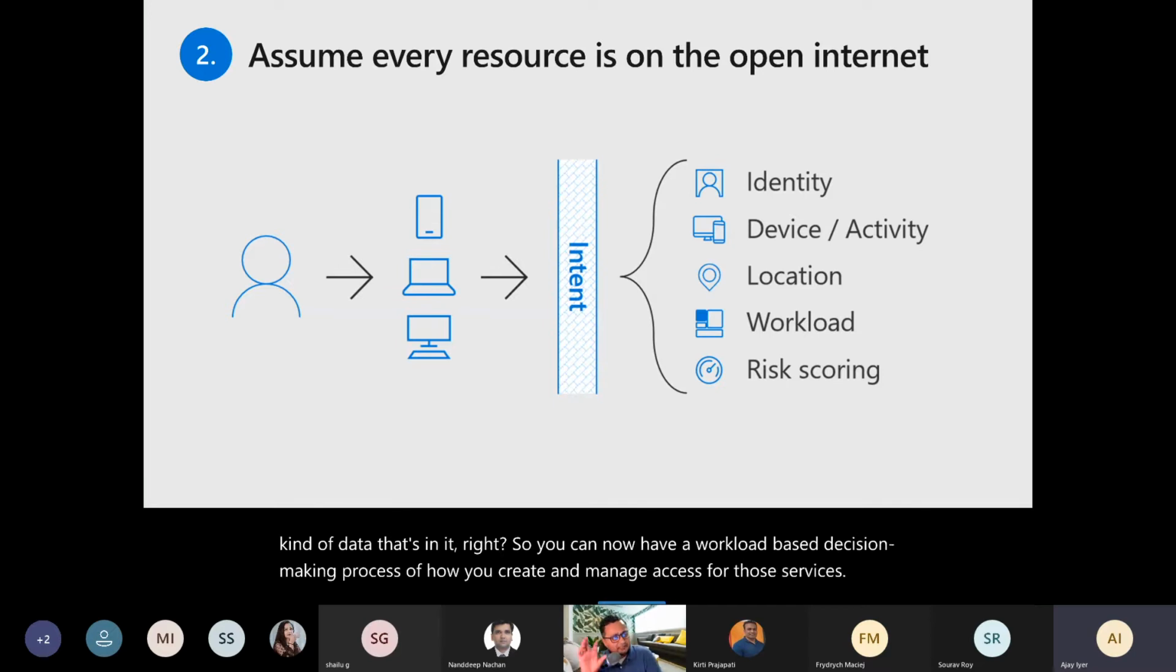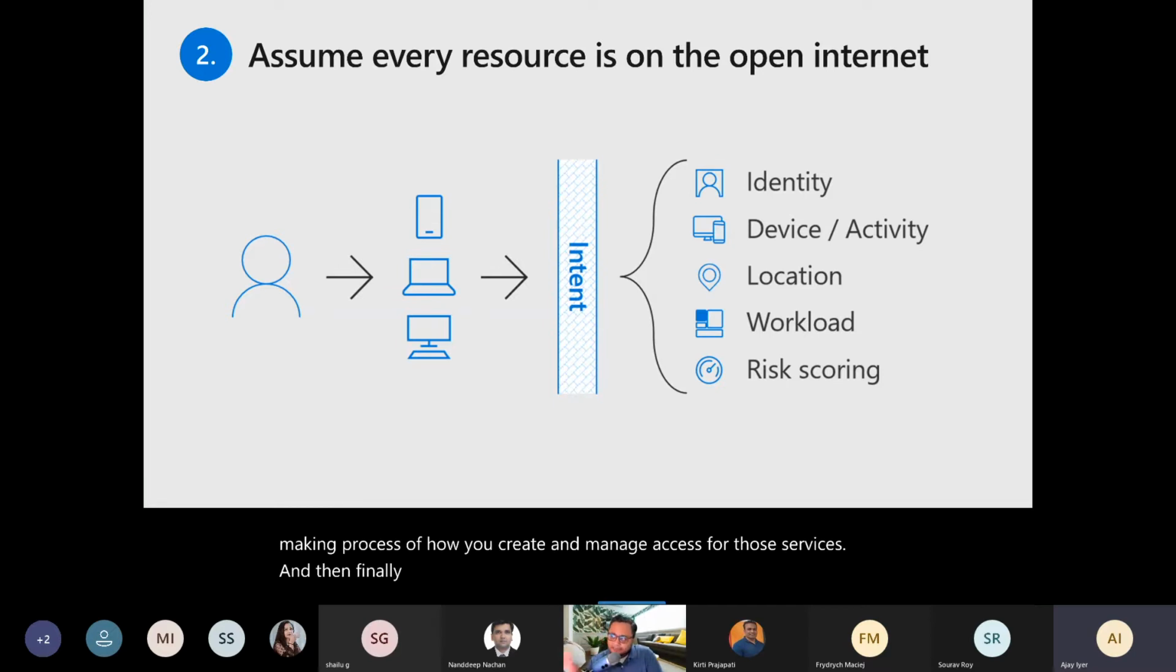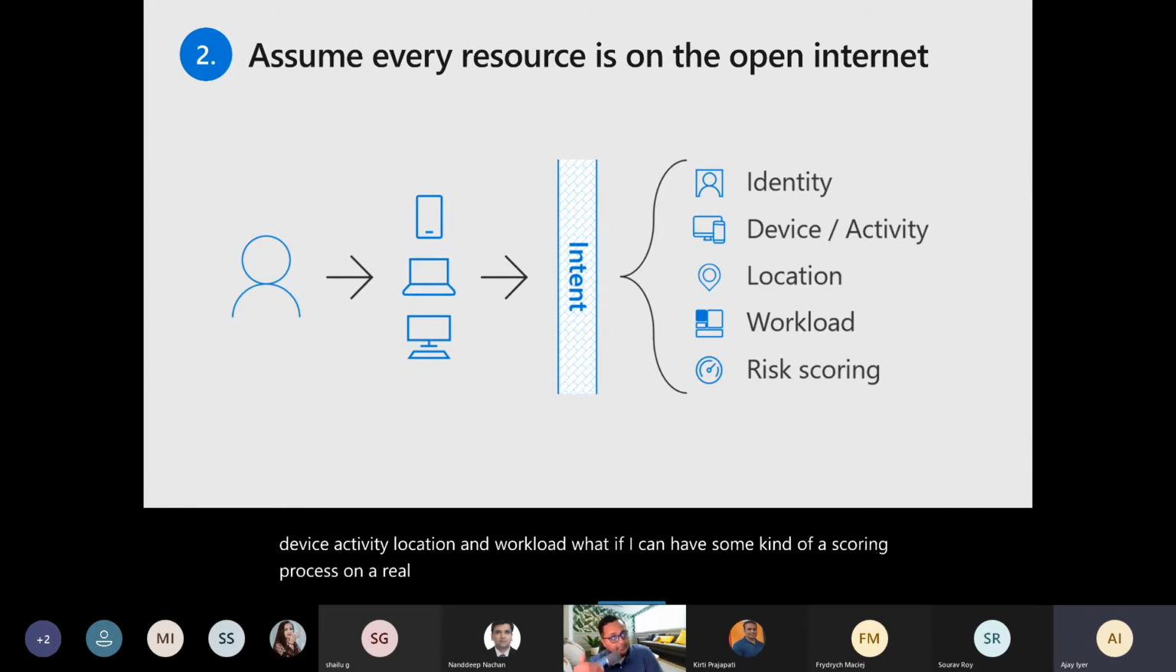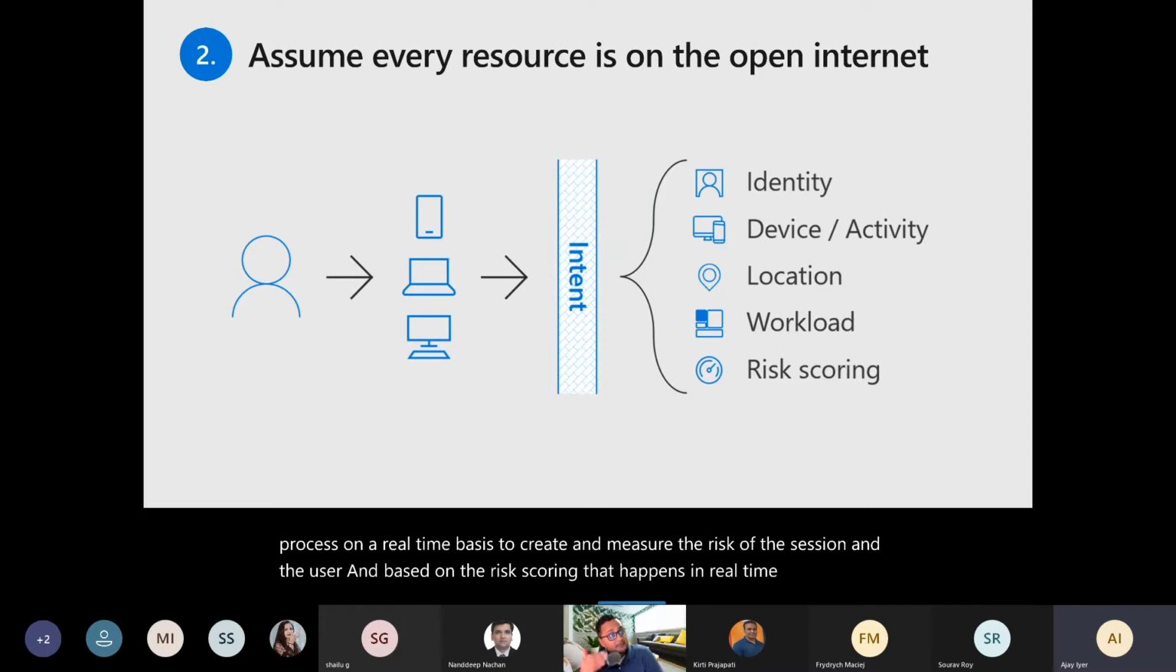And then finally, this idea of saying, based on all the parameters of identity, device activity, location, and workload, what if I can have some kind of a scoring process on a real-time basis to create and measure the risk of the session and the user? And based on the risk scoring that happens in a real-time basis, I can then have the system decide, should I or should I not allow you to have access to the service?